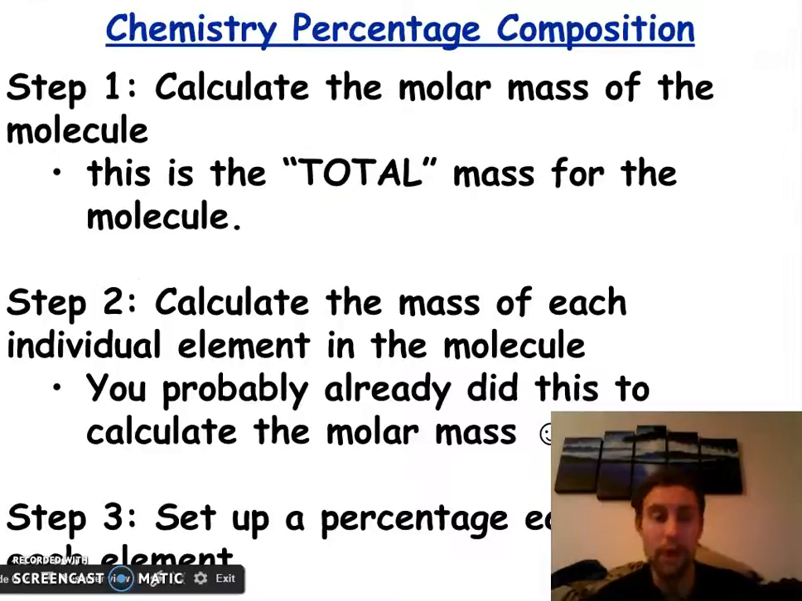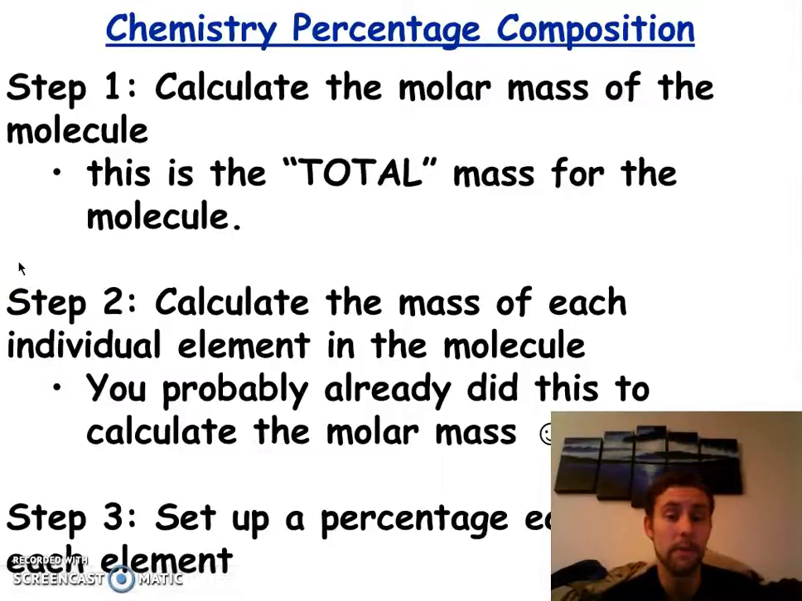So if we do it in chemistry, there's a bunch of steps you can follow, but it's the same idea. We're going to calculate the molar mass, which we just did last unit, of the molecule. That's going to be your total molar mass. It's the mass of all the elements added together. So whatever that formula is, you have the mass of every single atom all together to get your grams per mole, molar mass.